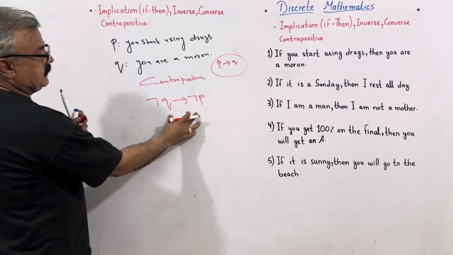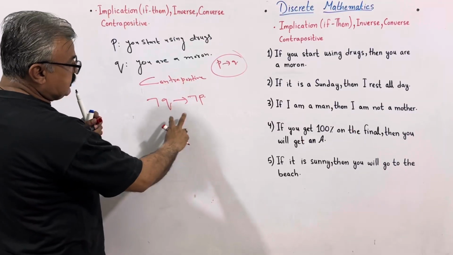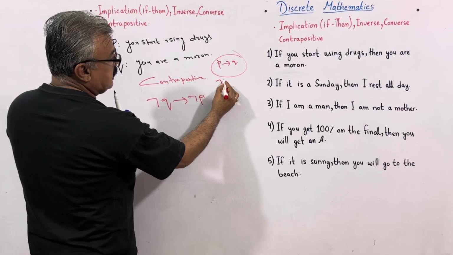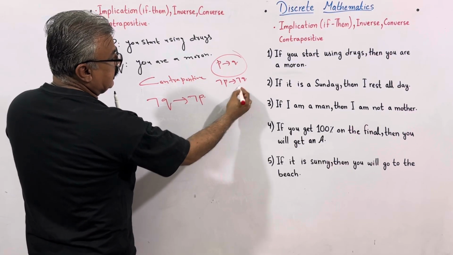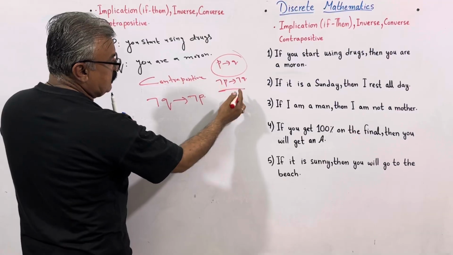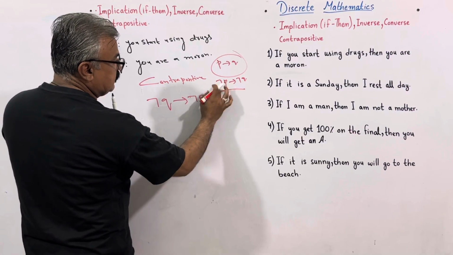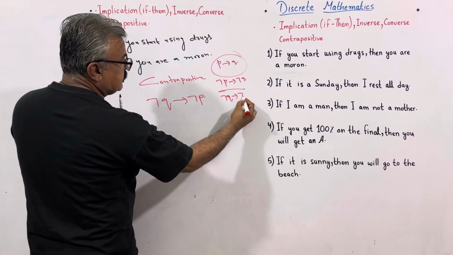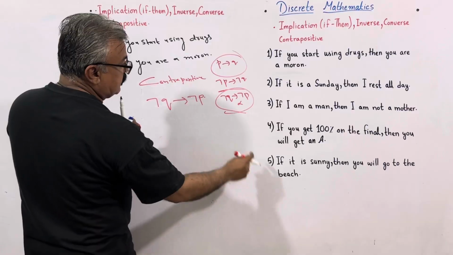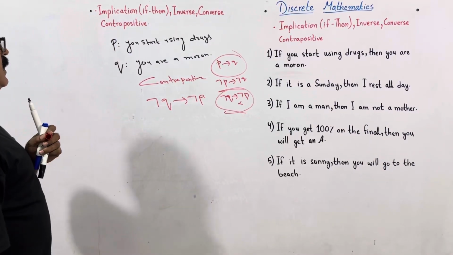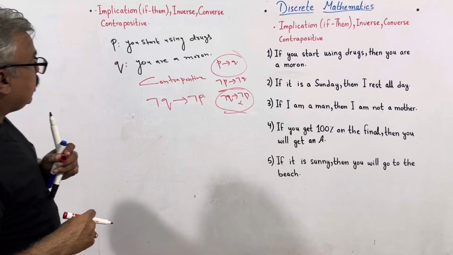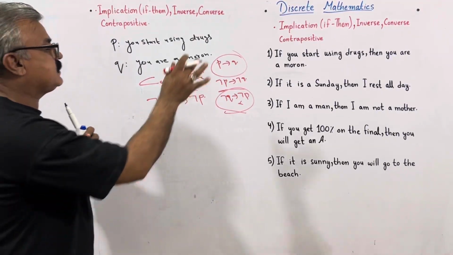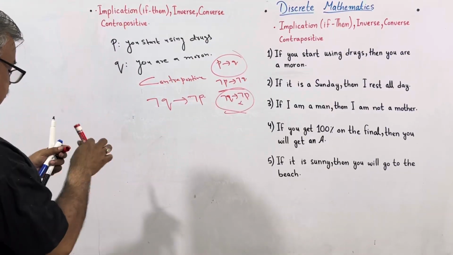Look at this: it is the inverse as well as the converse. The inverse becomes negation P implies negation Q. For the converse, we change the position of both: if becomes then, then becomes if. Negation Q implies negation P. Now it is our contrapositive. Our contrapositive is simply the converse of the inverse.